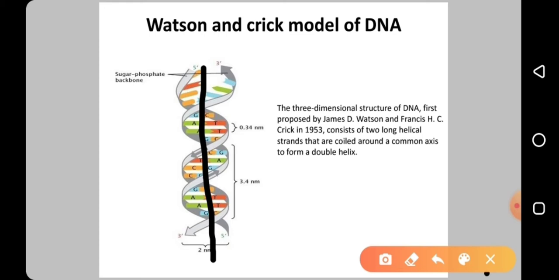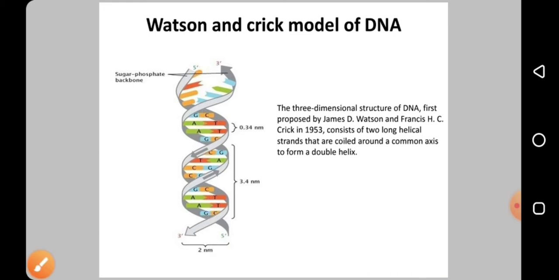That's why this proposed model of DNA is well accepted in the scientific community, and later they awarded the Nobel Prize for this very big contribution to the field of molecular biology. Let us move a little further than this DNA model.